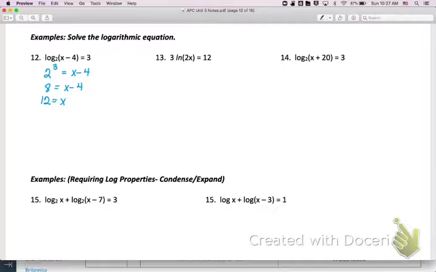Now we want to do a quick check inside our log. 12 minus 4 gives us a positive number, so 12 is a good solution, and we are going to keep it. Okay. Now on number 13, we would have to first divide by 3 to get the natural log by itself. Then we're going to rewrite it. Okay. So I would like for you to pause the video and go ahead and try 13 and 14 on your own. Come back here for the work in 3 seconds.